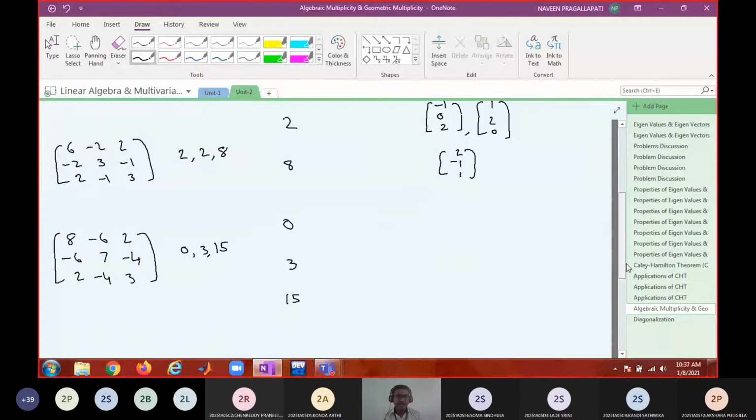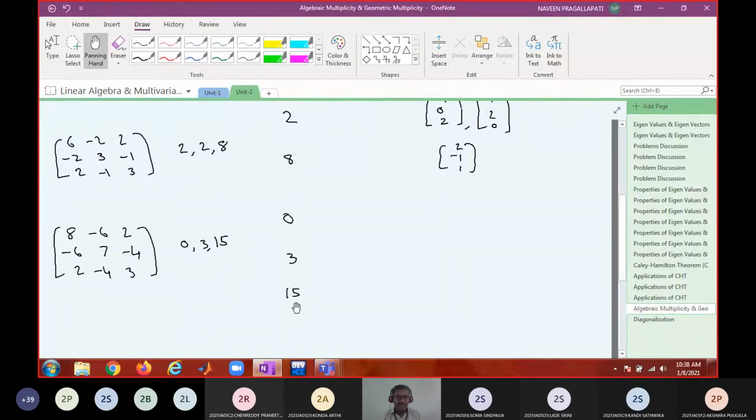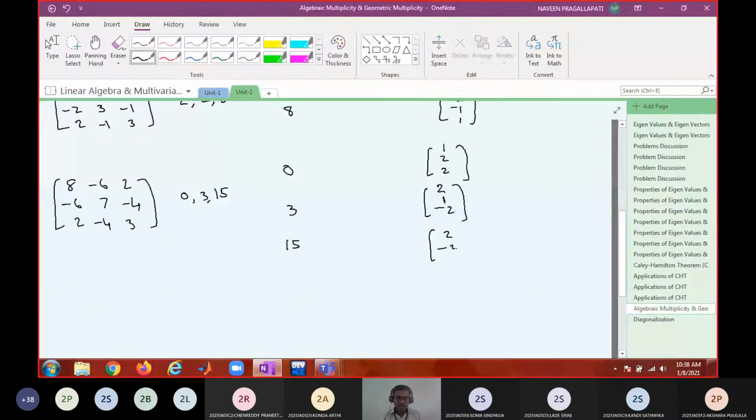And for the third matrix, for each eigenvalue, you got one independent eigenvector. Can you tell me those independent eigenvectors? For lambda equal to 0, 1, 2, 2. Correct. For lambda equal to 3, 2, 1, minus 2. Correct. Last one, 2, minus 2, 1. Is it okay? So this is what we had earlier.